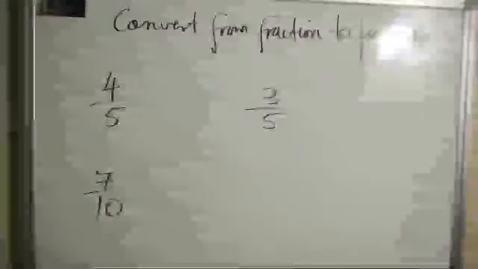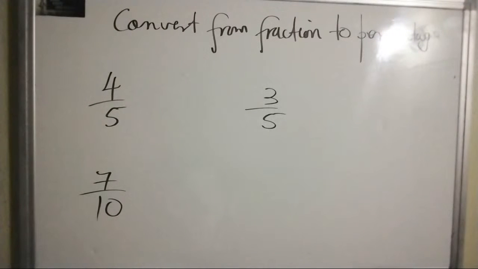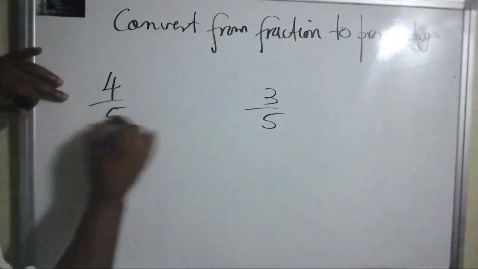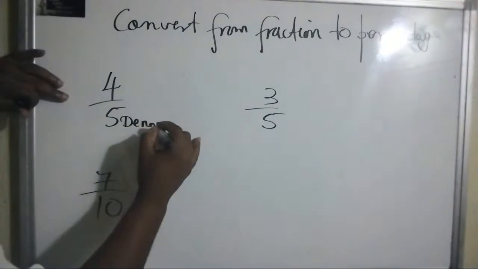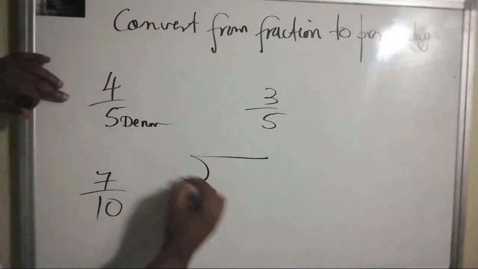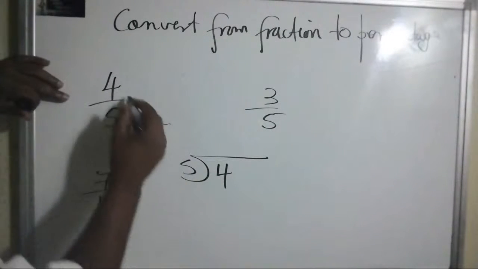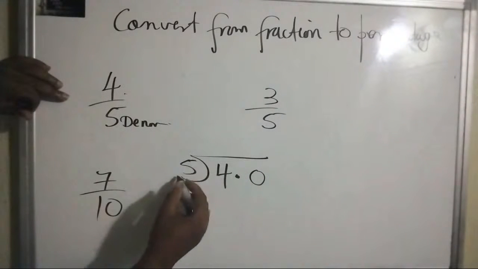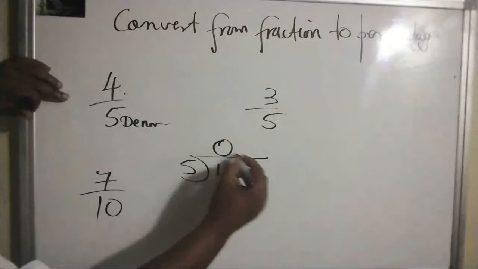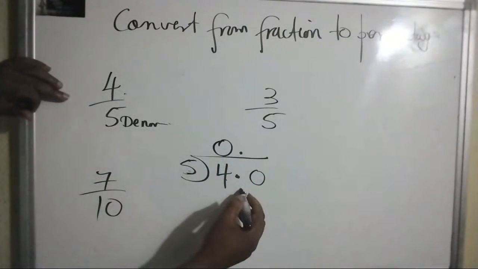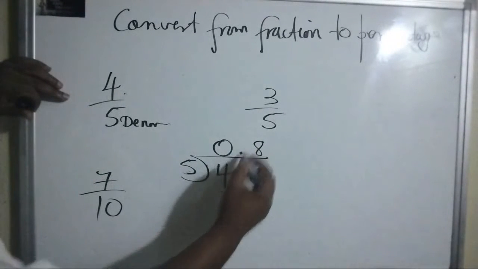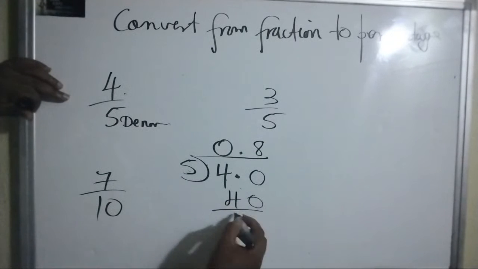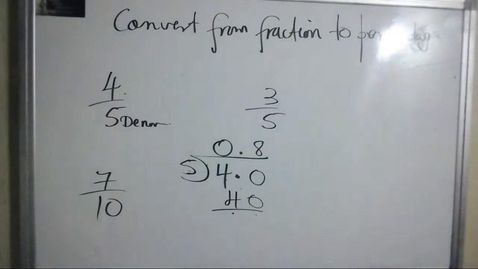Alright, so let us explore it. How do we convert from a fraction to a decimal? First, we make the denominator the divisor, so that's 5. Every whole number has a decimal point to the right, right? So we say 5 into 4, you can't, so you put on 0, put the point. 5 into 40, that's 8. So you just treat it like that, so that's 0.8.